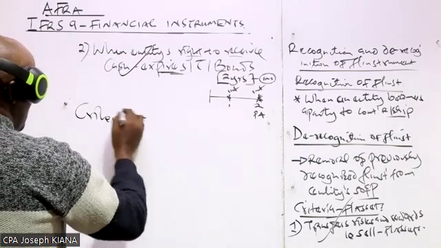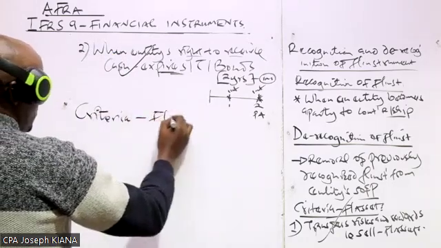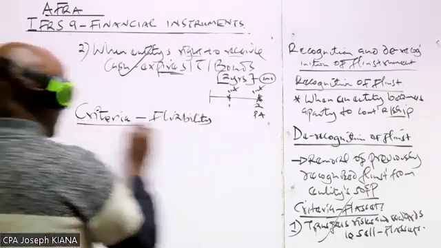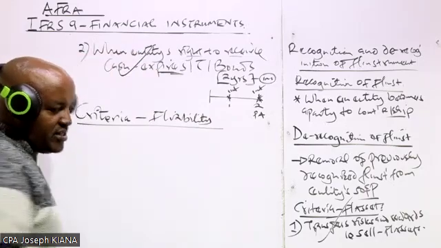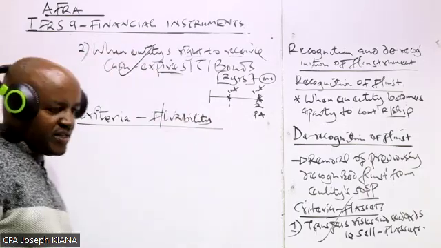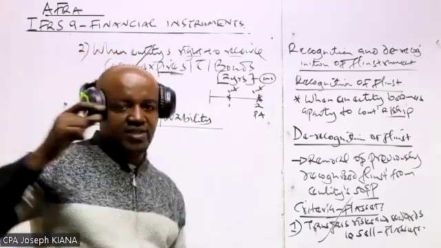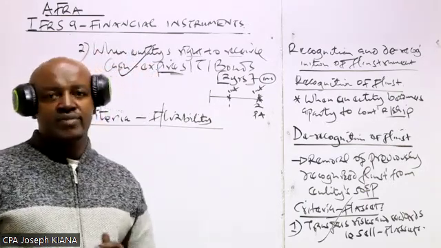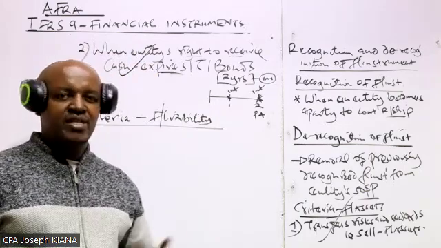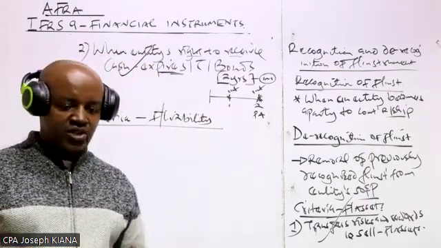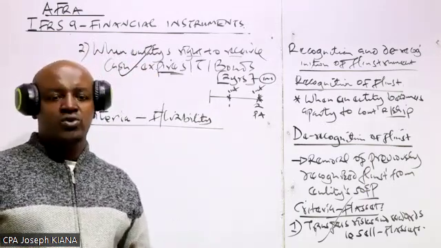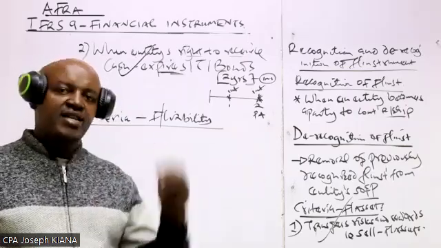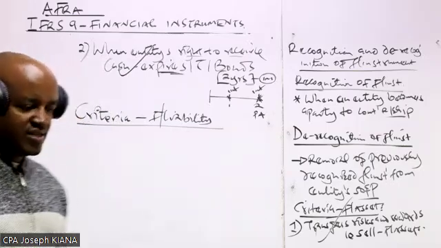Then from here we can look at the criteria for derecognizing a financial liability. What is a financial liability? When we talk about a financial liability, what should come into your mind very fast is that we are talking of the debt securities which are issued by the company. For example, a company issues debentures, a company issues bonds, a company issues loan stock. So these, to the company, are liabilities. Specifically, they are financial liabilities.